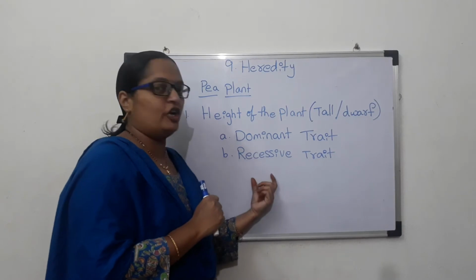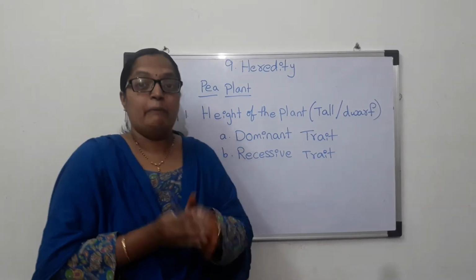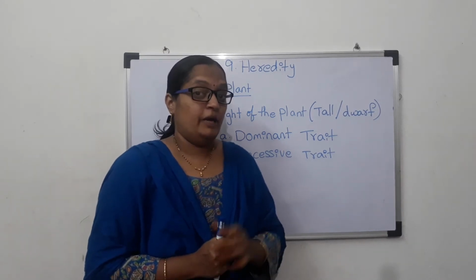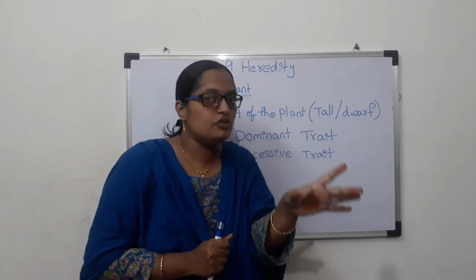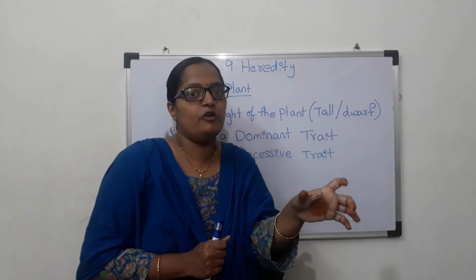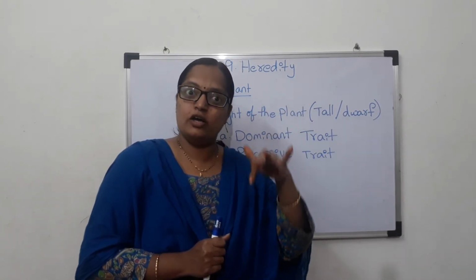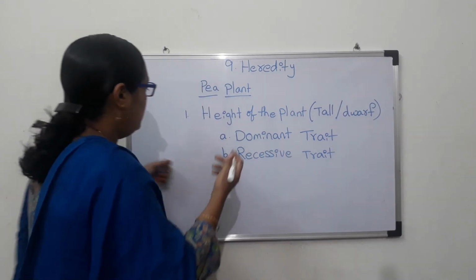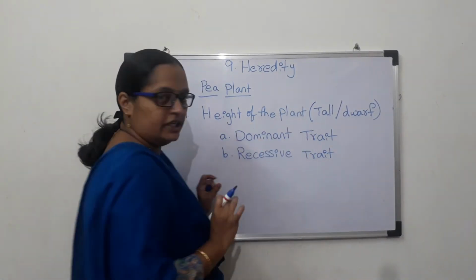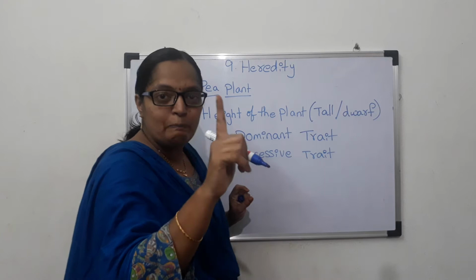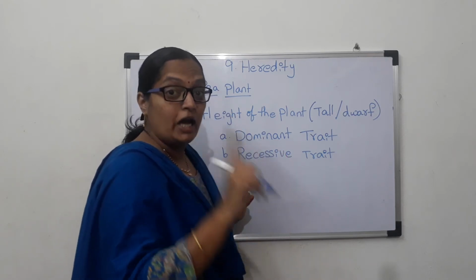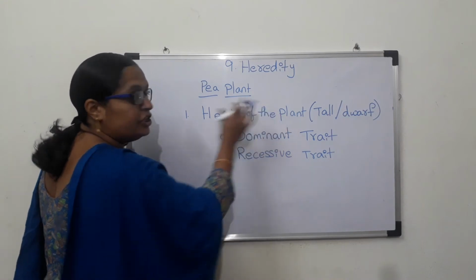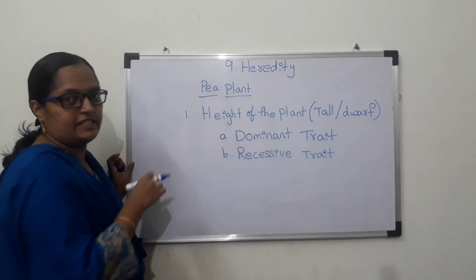That is because of the presence of a pair of genes. In those genes also, which type of gene is present, based on that the change is observed. For example, the height of the plant is determined by one pair of genes. That one pair of genes decides the trait of the plant, that is, the height of the plant.